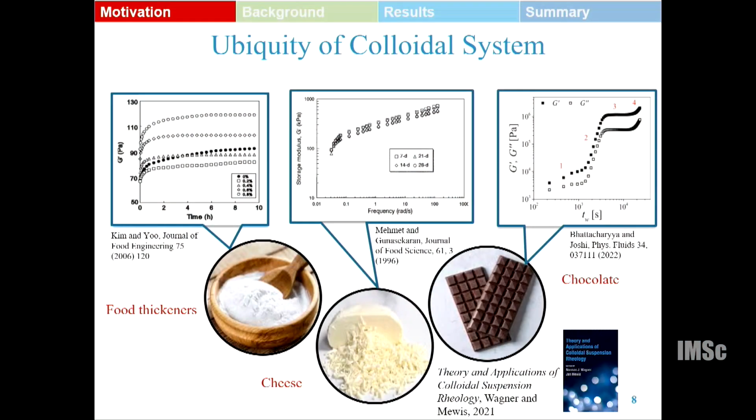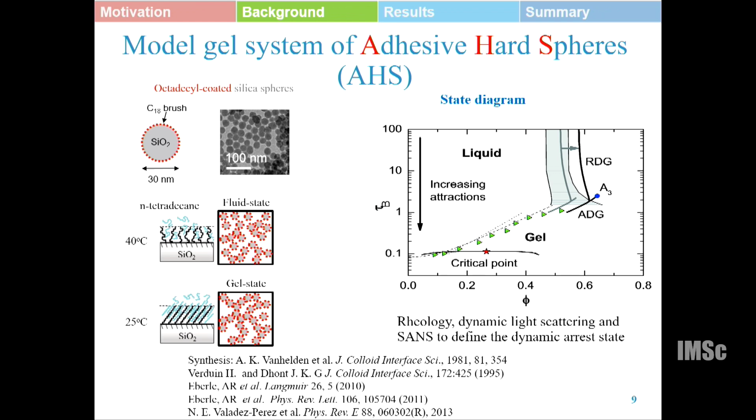Most of these colloidal systems undergo a process called aging, wherein their properties slowly and continuously evolve as a function of time. The aging behavior is quite evident in food thickening agents, cheese and chocolates, as shown here, where we can see the moduli, represented by G prime and G double prime, evolve as a function of time for these materials. It therefore becomes very important to understand the aging behavior of colloidal systems. With this idea in mind, to improve shelf life and performance, we decided to first select a model system to investigate the aging behavior.